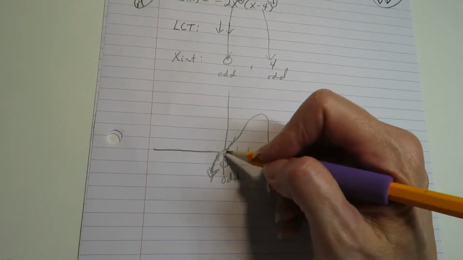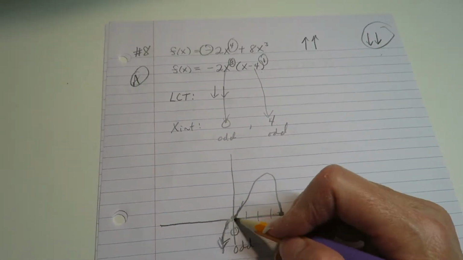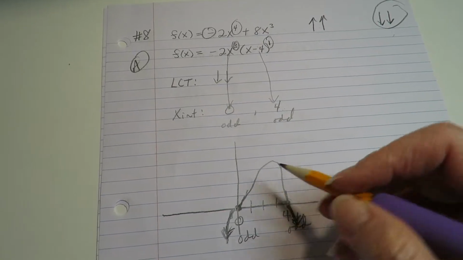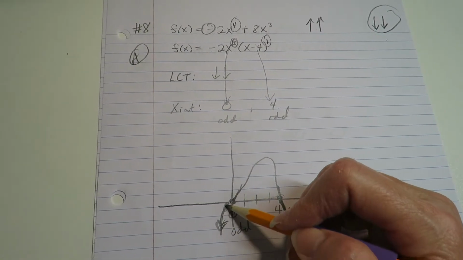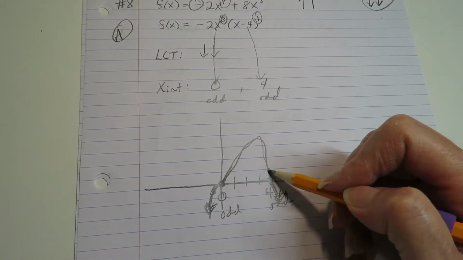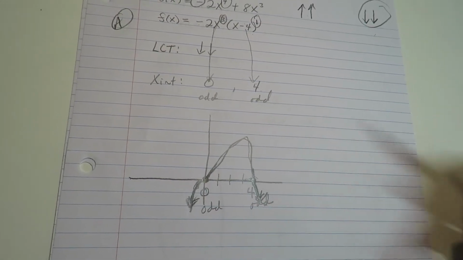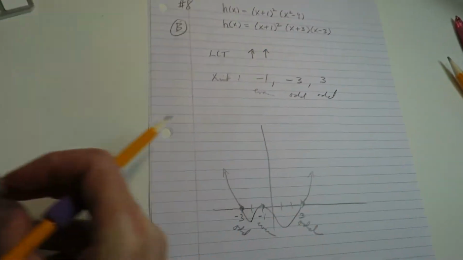Okay, so then the next thing I did is I put down the 0 and the 4. I used the leading coefficient to say down on the ends, and then I used the even and odd to do the rest of it. So I knew I was down here, but this was odd, which means I go through, and then this one was odd, which means I go through, and then I was done. So that was part A for number 8.